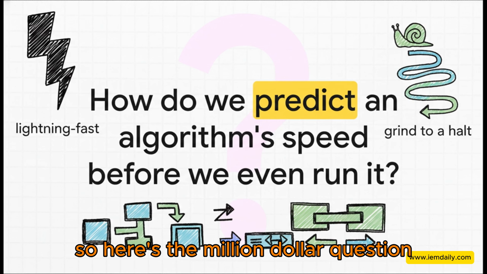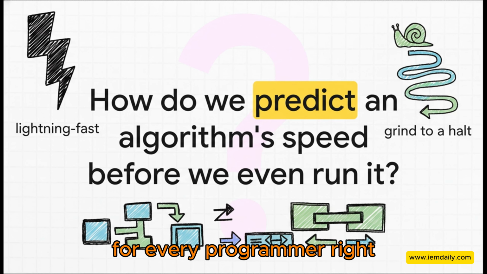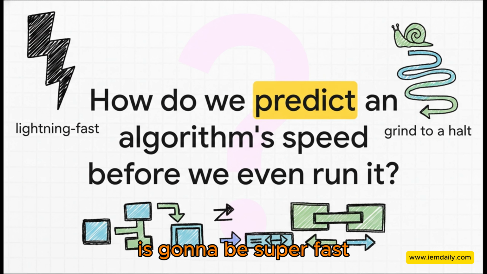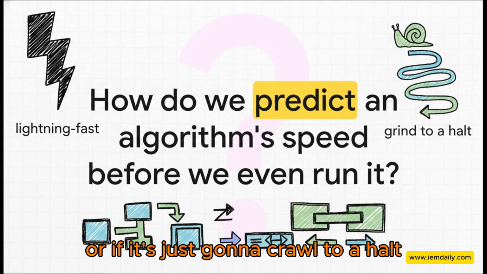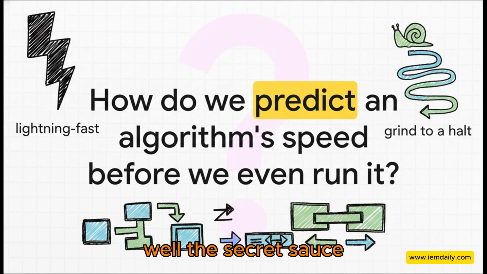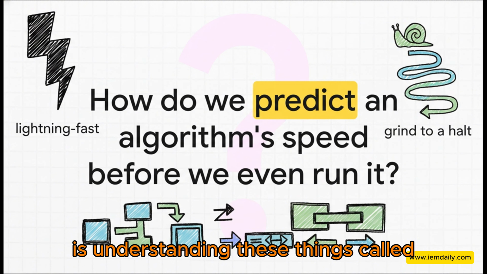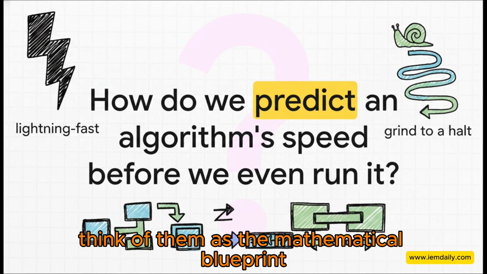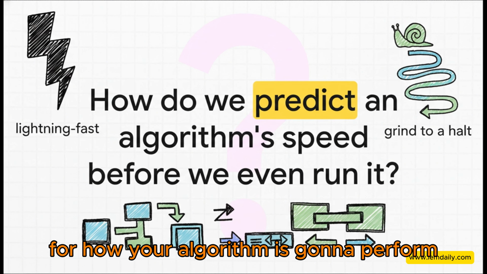So here's the million-dollar question for every programmer, right? How do you know if the code you're about to write is going to be super fast or if it's just going to crawl to a halt? I mean, before you spend all that time actually building it. Well, the secret sauce is understanding these things called recurrence relations. Think of them as the mathematical blueprint for how your algorithm's going to perform.